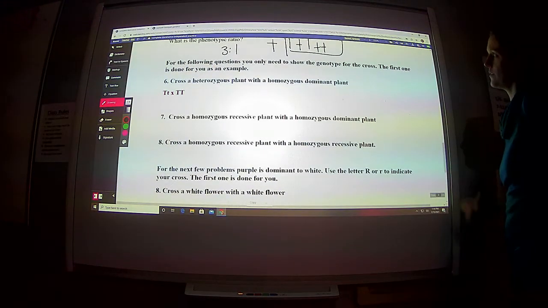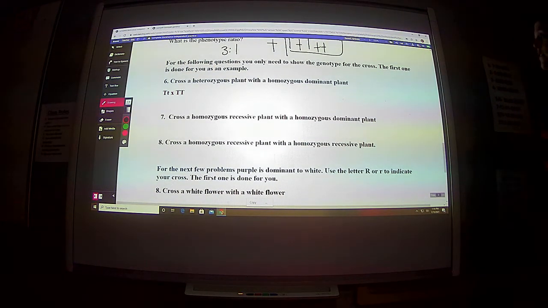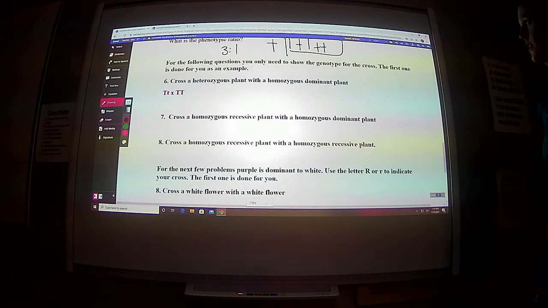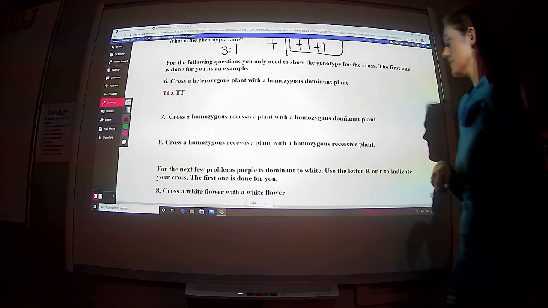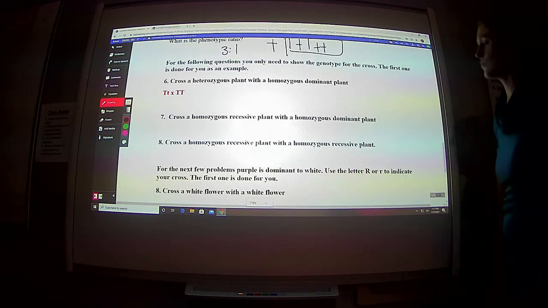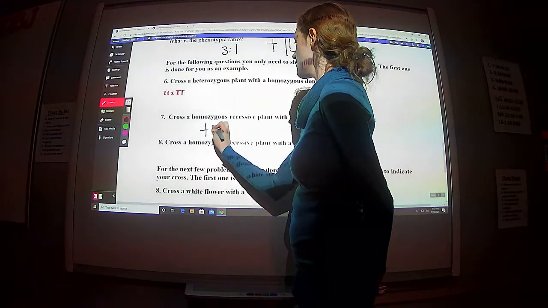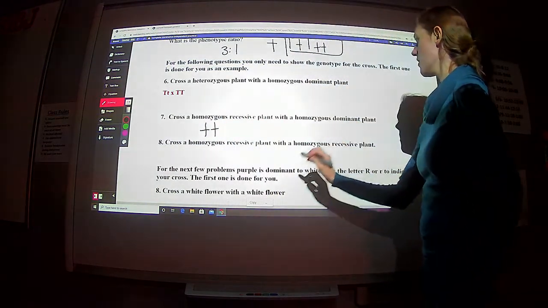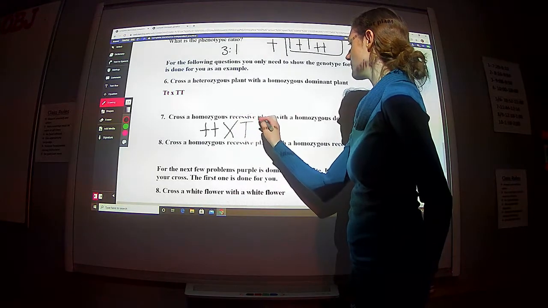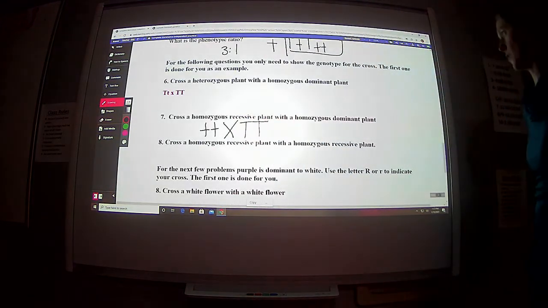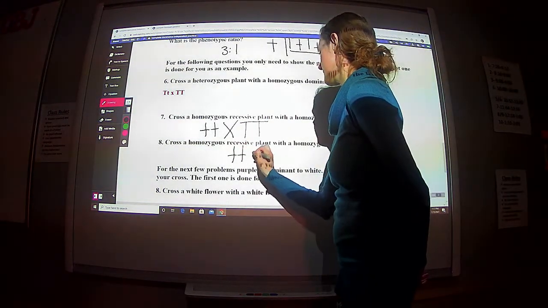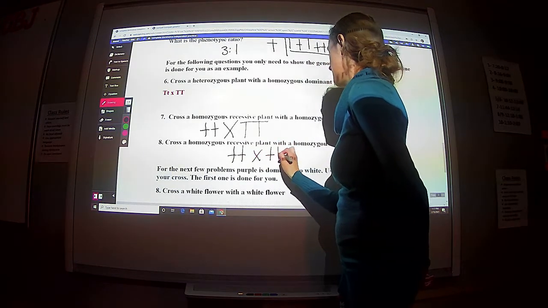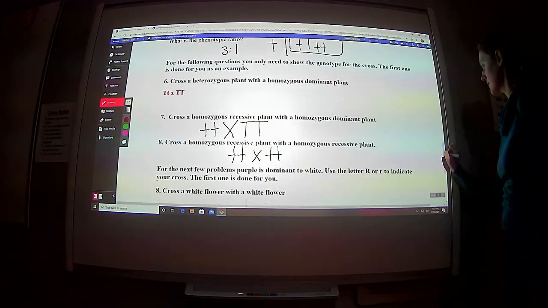For the following questions, you need only to show the genotype for the cross. The first one is done for you as an example. So you're crossing a heterozygous plant with a homozygous dominant plant. So heterozygous would be 1 of each. With a homozygous dominant, that would be 2 capital T's. Cross a homozygous recessive plant. So if it's recessive, that's going to be 2 lowercase. With a homozygous dominant plant. If it's dominant, that's going to be capital. Cross a homozygous recessive plant with a homozygous recessive plant. Homozygous means it's the same. Recessive is going to make it lowercase.